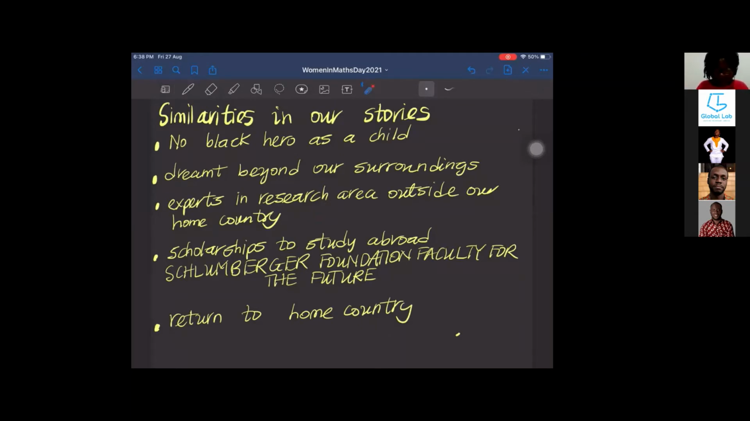I'll mention this because they funded my PhD, but also the call for applications is open. So the Schlumberger Foundation Faculty for the Future sponsors women in STEM from developing countries to study at top universities and return to their home countries. And most of us returned home, which was really great.